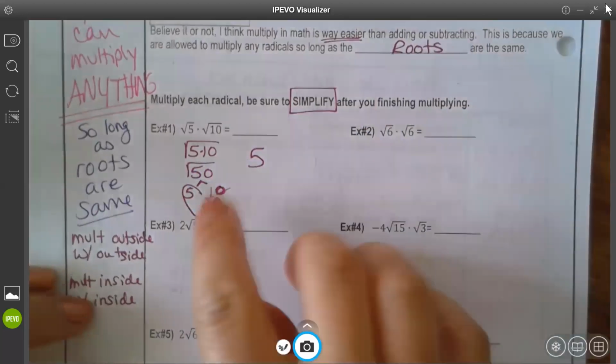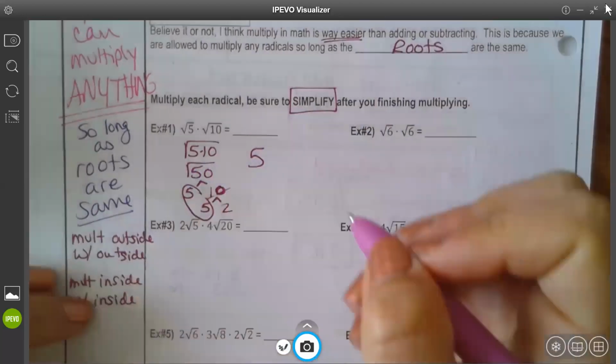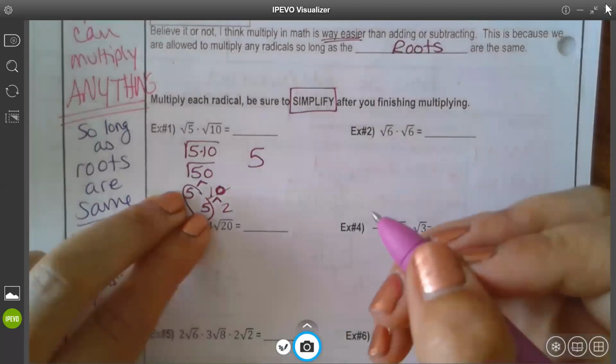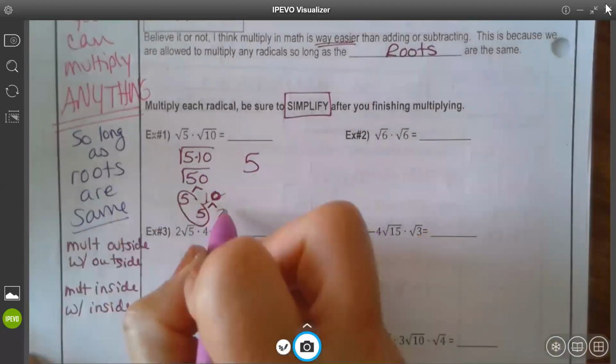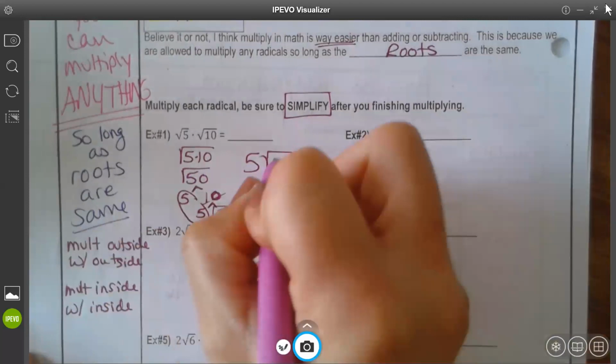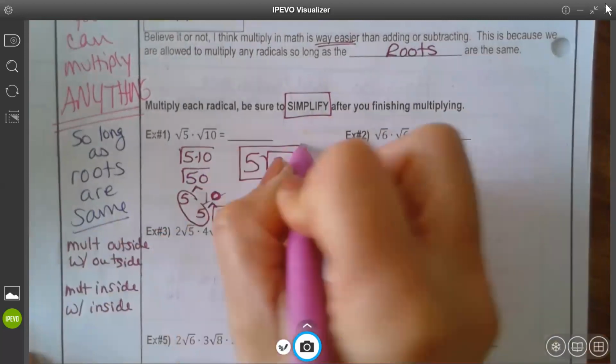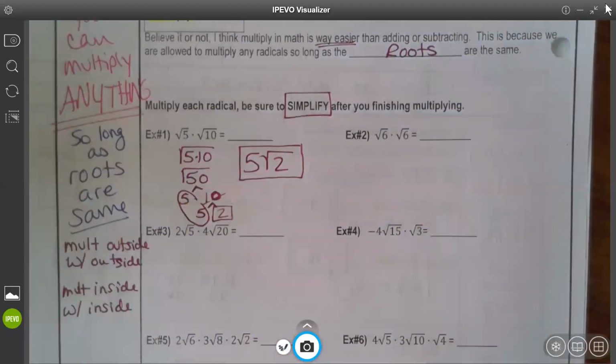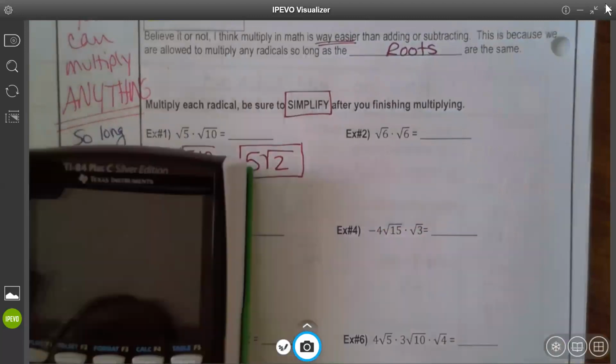So 10 is 5 times 2. All right, cool. Still have my pair of 5s, but I only have this 2 left behind. Final answer, 5 square root 2. Now let me check this because this is our first time multiplying.